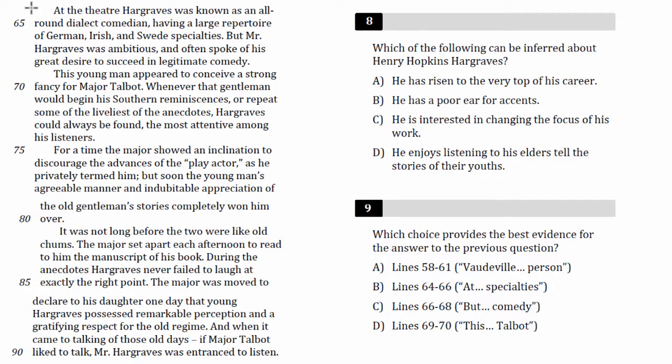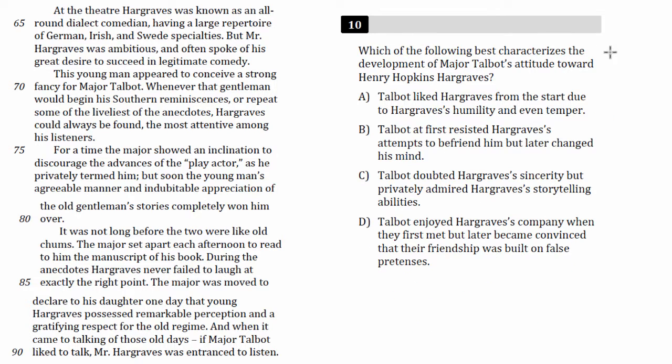And then the last piece is lines 64 through 90. And after we read this, you can answer 8 and 9. 8 and 9 is another two-part question. You can see that the lines are encompassed here. And then question number 10. So that's how I broke it up.